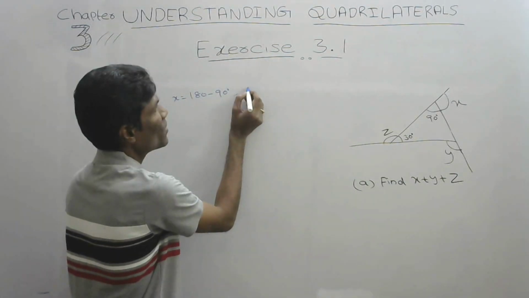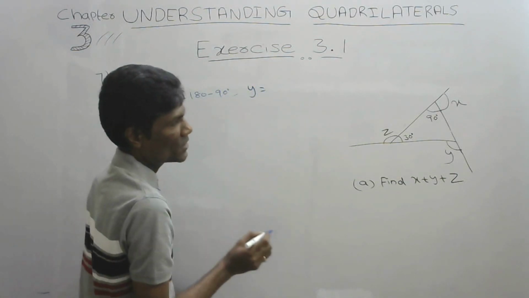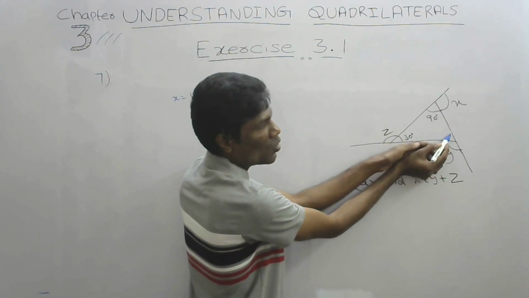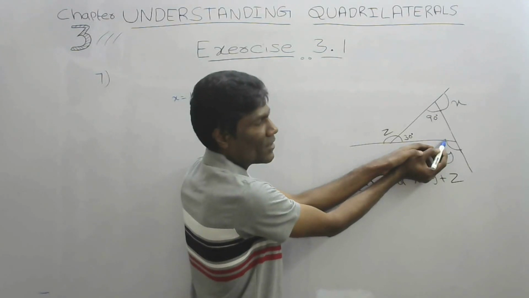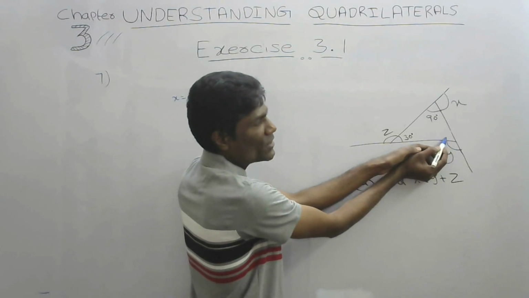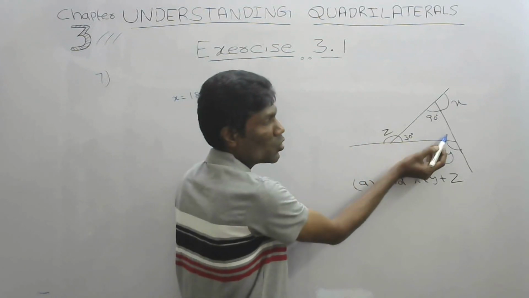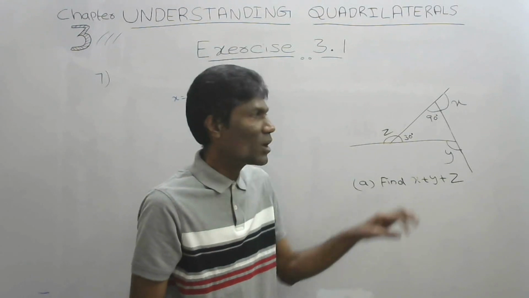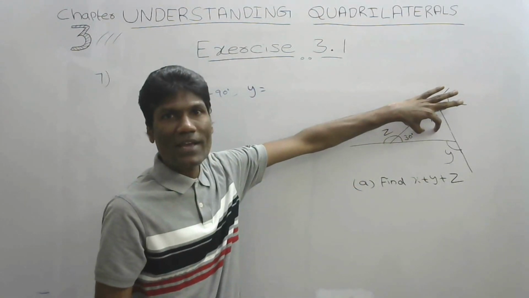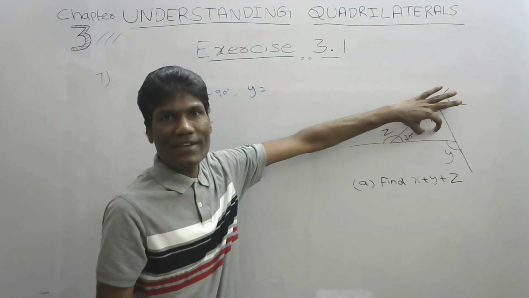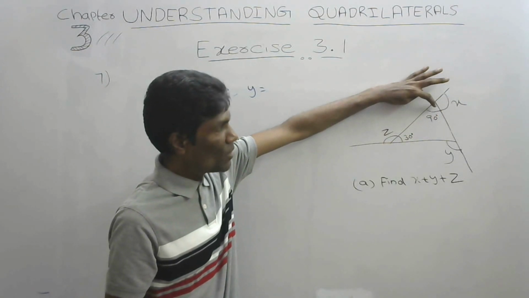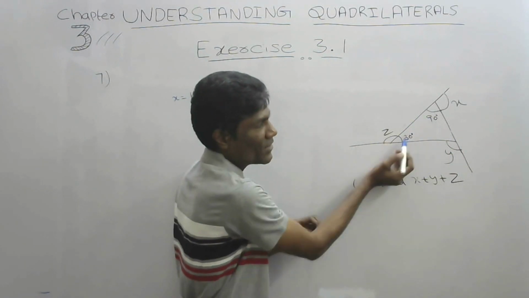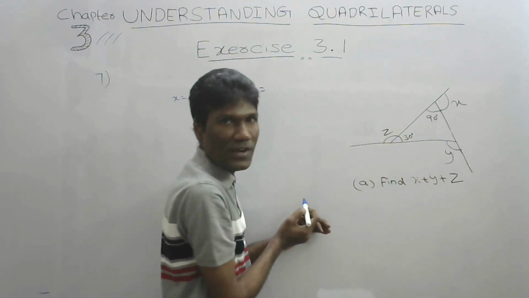Let us see. For y, first we need to know the value of this angle. Then 180 minus this we can find. So how do we know the value of this? For this, we will make use of a formula: the sum of the angles of a triangle is 180 degrees. So the sum of the angles in this triangle is 180. This is 90, this is 30, and this we can find. How?